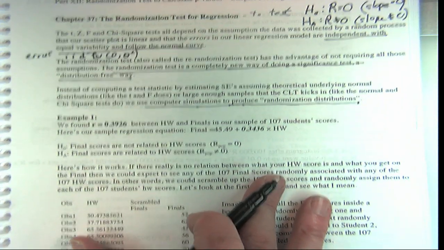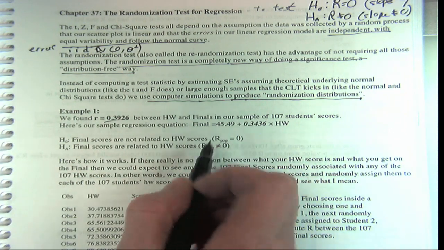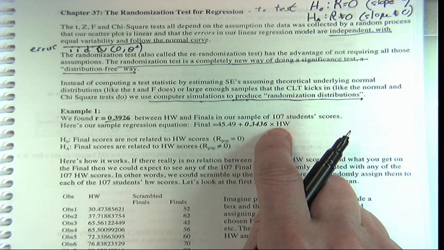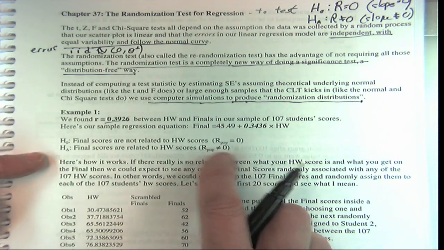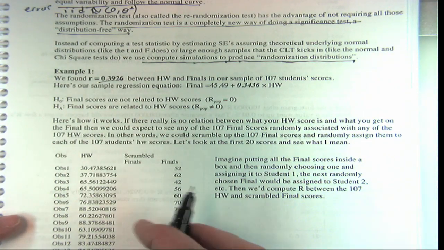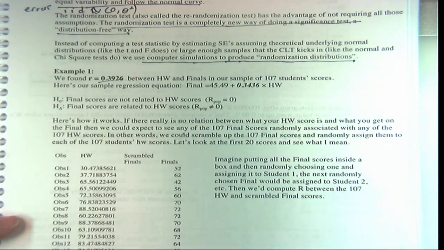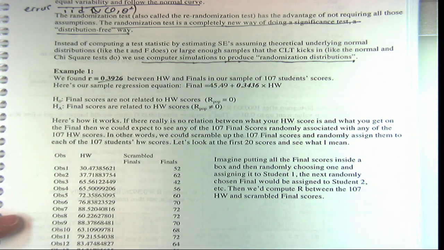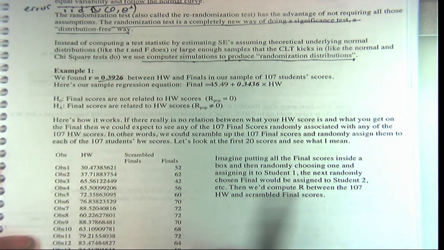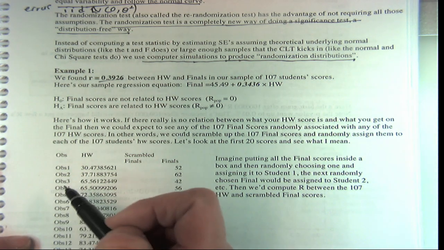Okay, so we're going to use the same example. So we found this R in our sample of 107 students, and we got this equation. And this was our null and alternative. We're going to keep it. Now what we're going to do is we're going to assume the null. Remember, you always assume the null. So we're going to create our own distribution of the sampling distribution of R under the null by enacting the null, that there's no correlation. We're just going to randomly assign finals to homework.